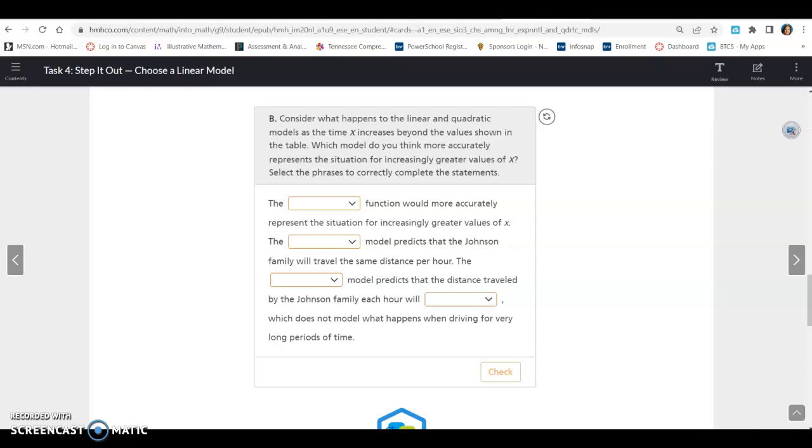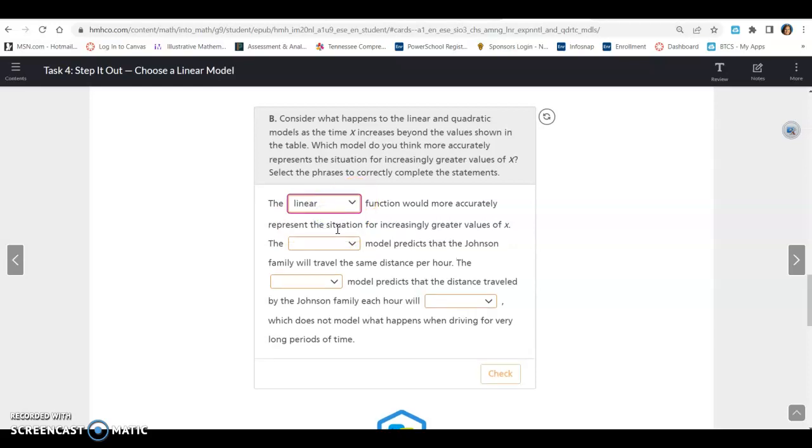Consider what happens to the linear and quadratic models as the time x increases beyond the values shown in the table. Which model do you think more accurately represents the situation for increasing greater values of x? Select the phrases to correctly complete the statements. If we made our table of values extend beyond 6 hours, to 7, 8, 9, 10 hours, what would happen with these two models? The first one says the blank function would more accurately represent the situation. We know that the linear model is more accurate in this case. That just means if you increase the table of values or the points on the graph, the linear function is going to continue to fall on that line.